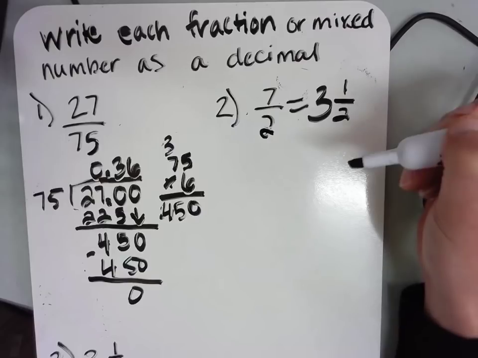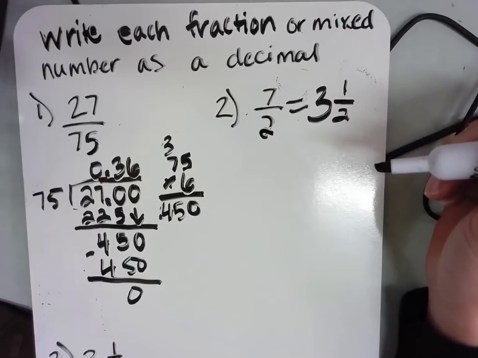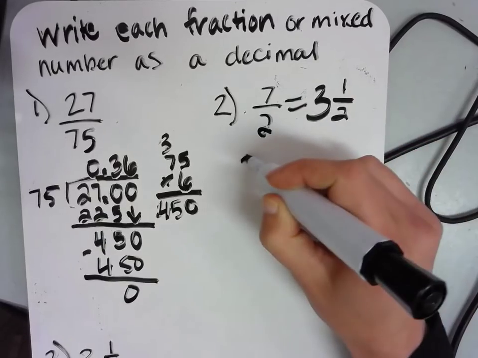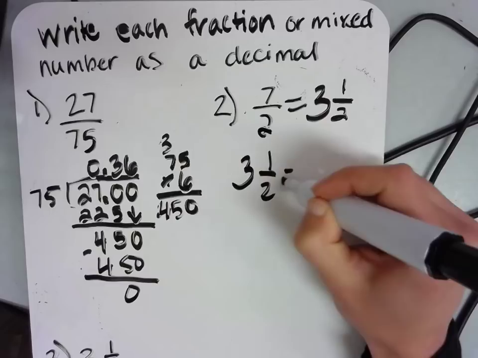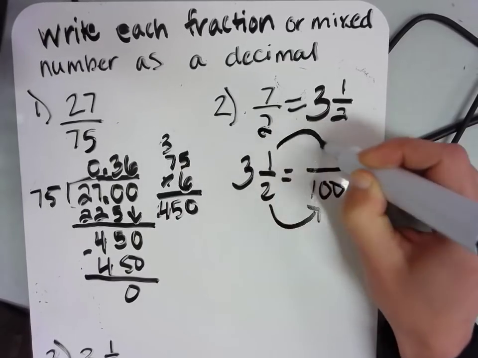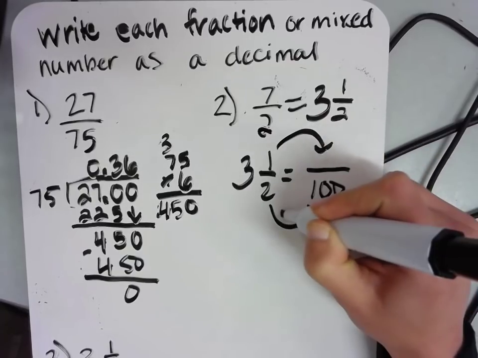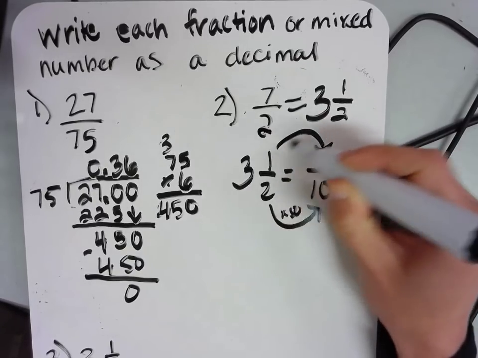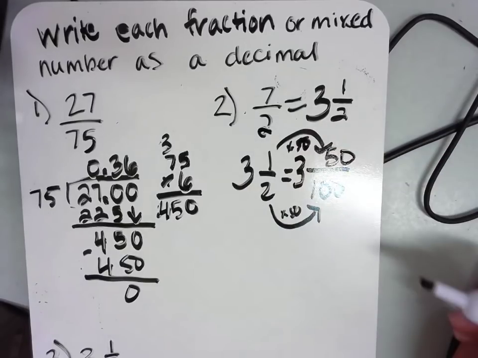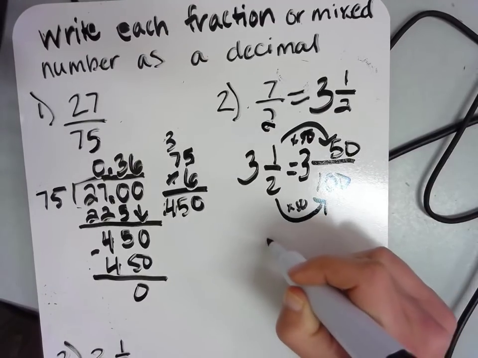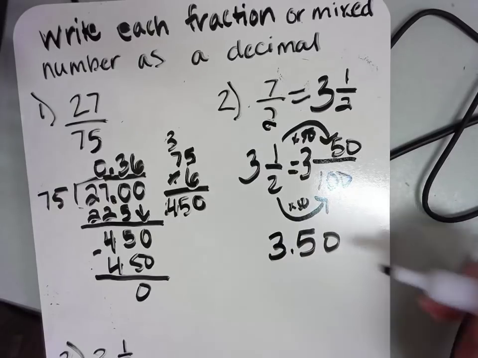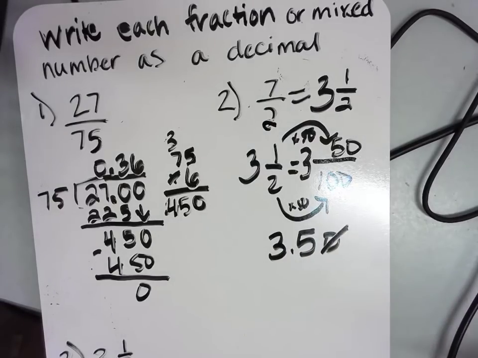Now, I know that 1/2 is 0.5 or 0 and 5 tenths, but let's say I didn't. So I have 3 and 1/2. I'm going to use an equivalent fraction to find out my decimal. So 2 times 50 will give me 100. So 1 times 50 gets me to 50. Don't forget that whole number there. So I have 3 and 50 hundredths, or 3 and 5 tenths. I can keep adding as many zeros as I want. It's not going to change that number. I can also get rid of that 0.